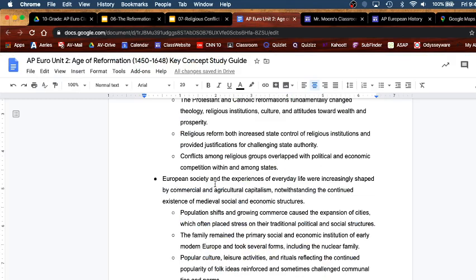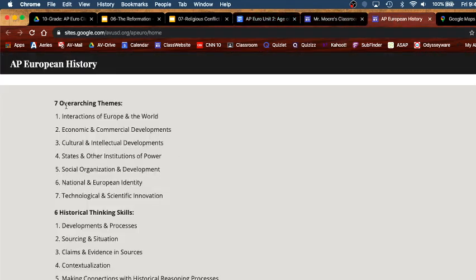European society and the experience of everyday life were increasingly shaped by that capitalism. And again, that's that whole idea. People are always driven by economic principles. Perhaps this is one more little side note, that there are in this class seven overarching themes. And these themes will be covered in all of the time periods. It's not like it's just covered in one of the time periods. From 1450 all the way to 1648, these are the seven overarching themes of the class. And so economics is one of them.